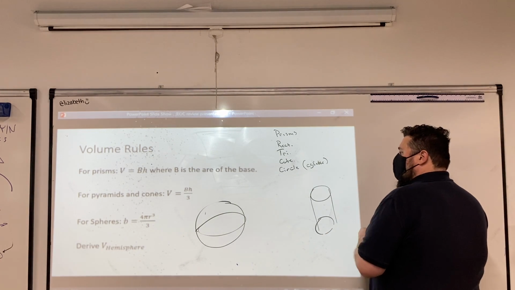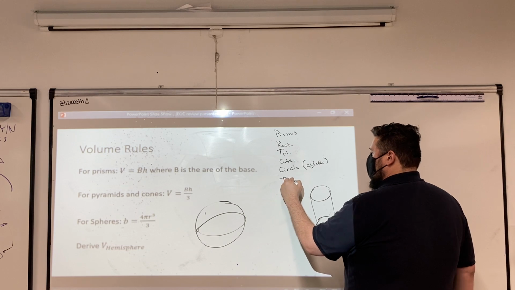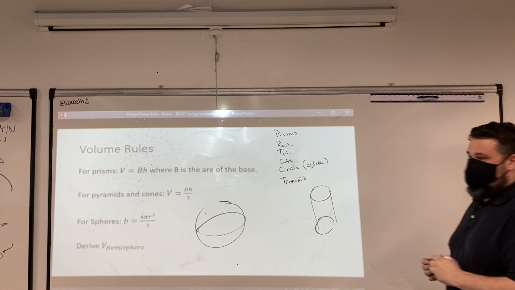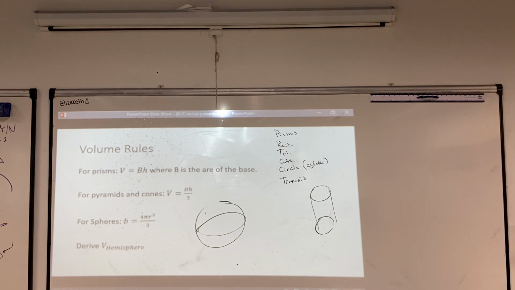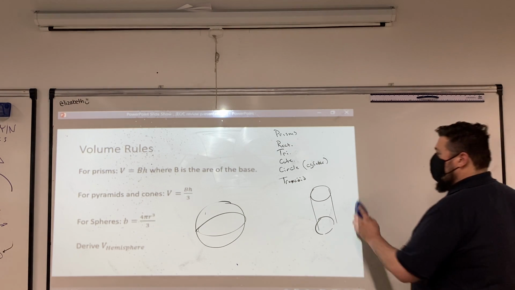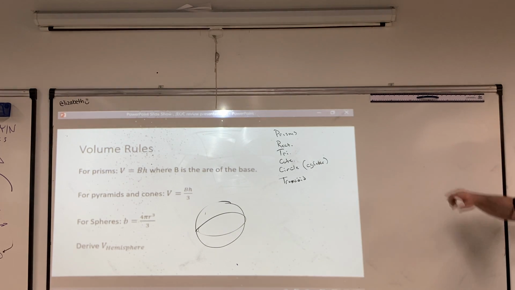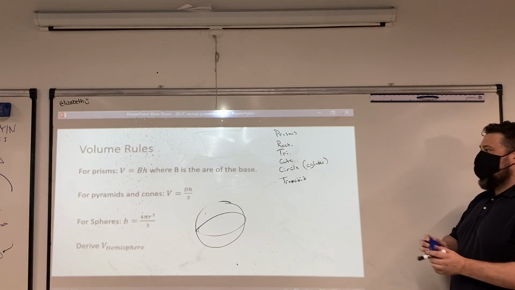And then this oddball one would be trapezoid. Wait, trapezoid isn't 3D. It's in a prism. Well, that goes back to the whole idea of how we name prisms. We just name the base and then throw the word prism after that.